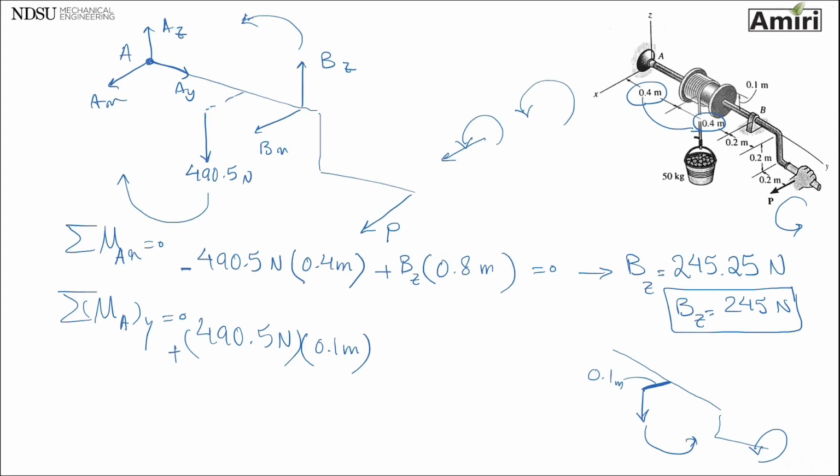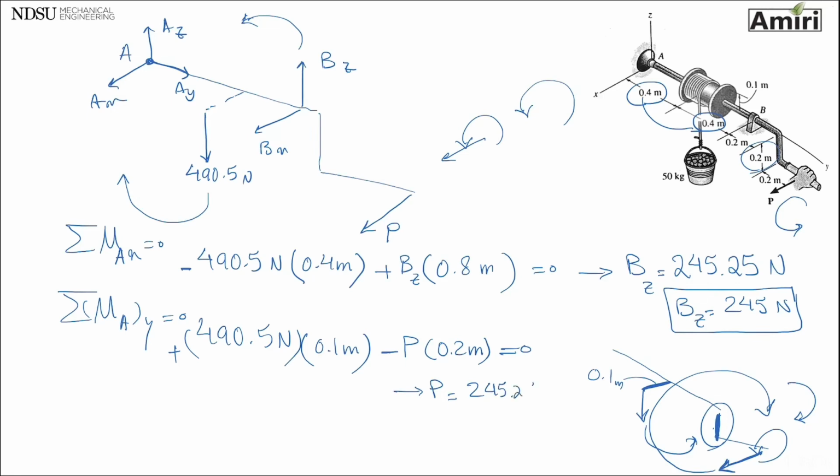The only other force that I see trying to rotate it about that axis is this force P. This force P is trying to rotate this whole thing back, kind of counter the moment that's created by the weight. And the distance that I care about is this distance, which is 0.2. P, 0.2 meters. Rotation is this way. Right hand rule, my thumb is pointing backwards, so minus equals 0. Do I get P from here? Yes, I do. So P is going to be 245.